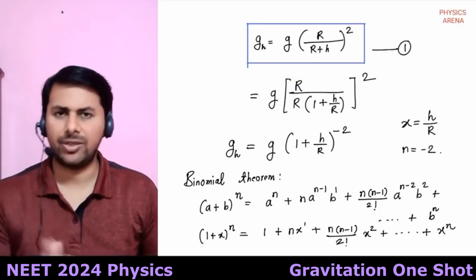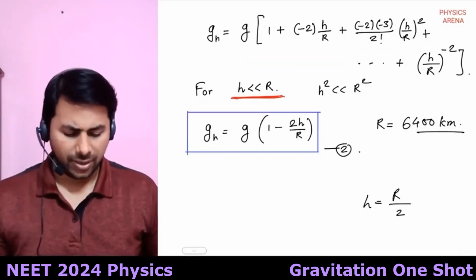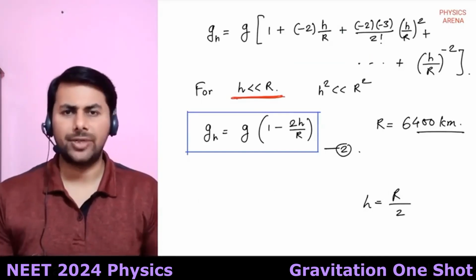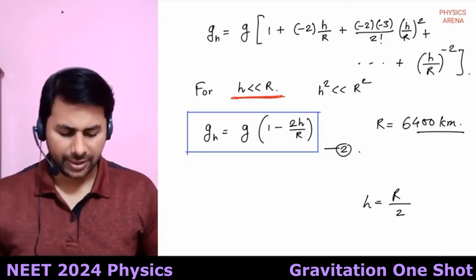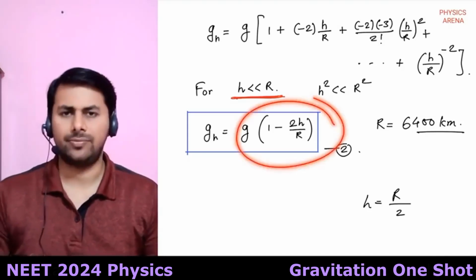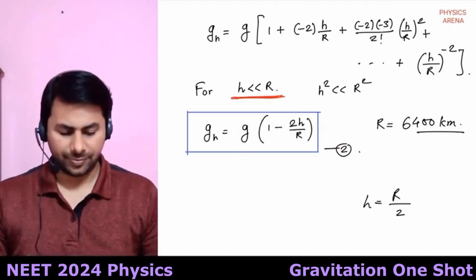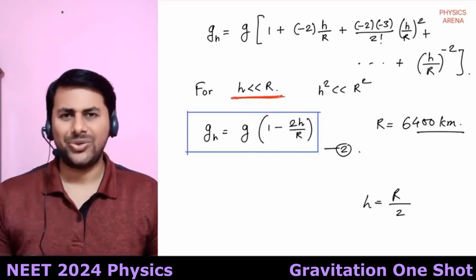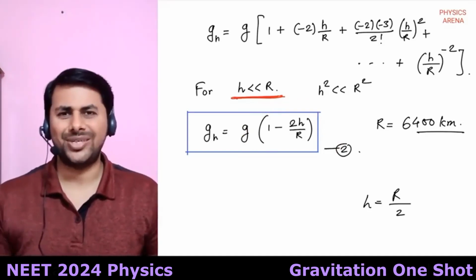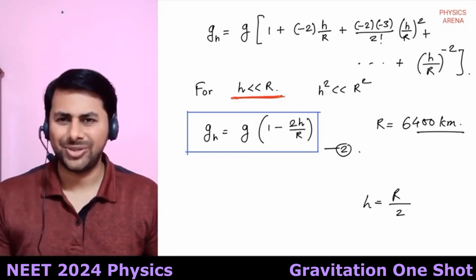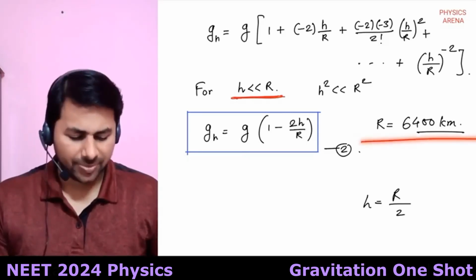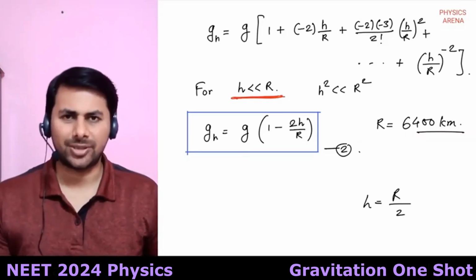If h is given in terms of r, use that formula. But if they say h is equal to 10 kilometers, 1 kilometer, 20 kilometers, 100 kilometers, then you can use this formula. But now if they say h is equal to 3200 kilometers, which formula will you use? You will use the first one, because the radius of earth is 6400 kilometers.